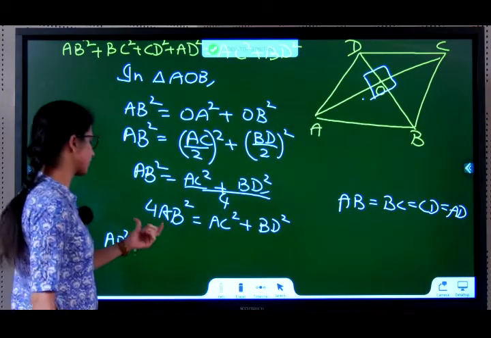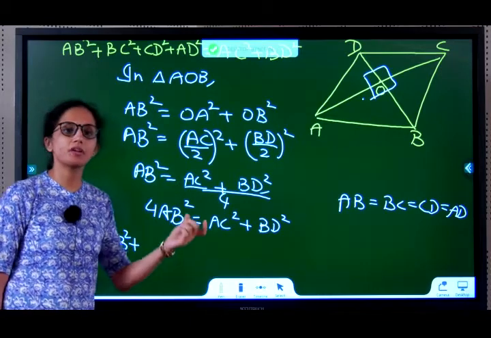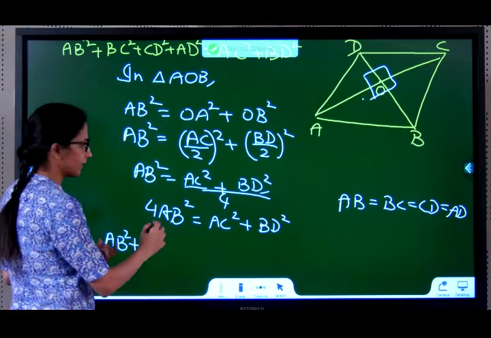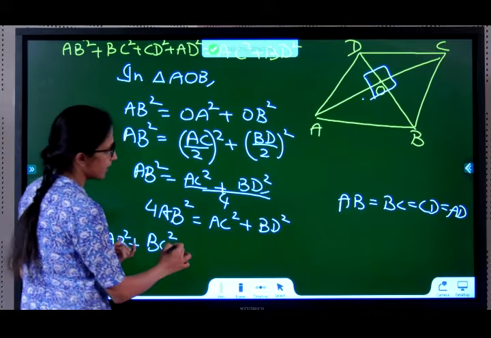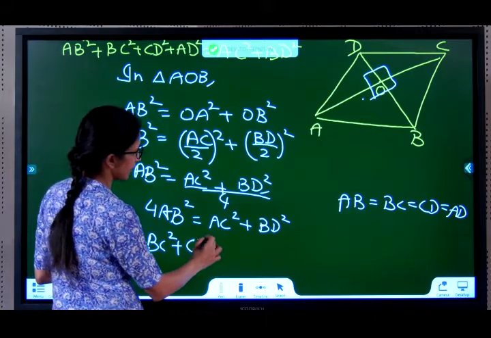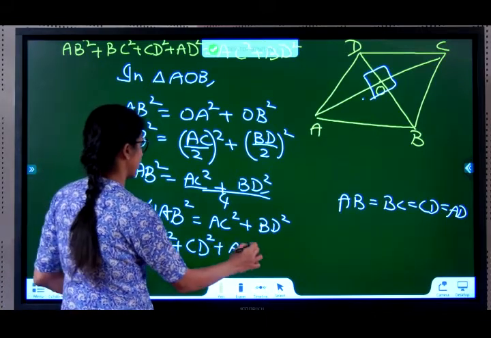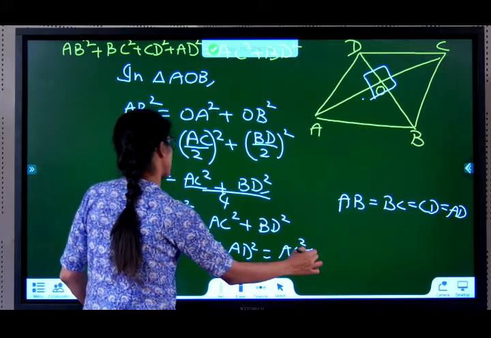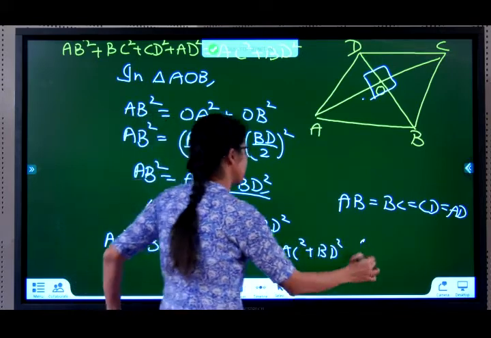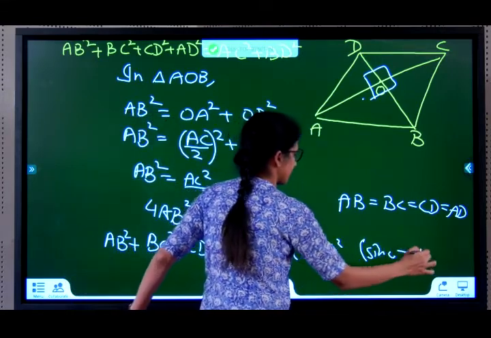Instead of writing 4AB square, I will keep one AB square. The next AB I will write it as BC, the next AB I will write it as CD, the next AB I will write it as AD is equal to AC square plus BD square. Reason, since, write this reason here.